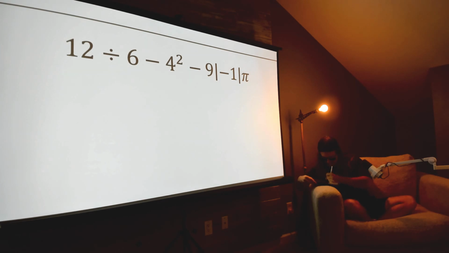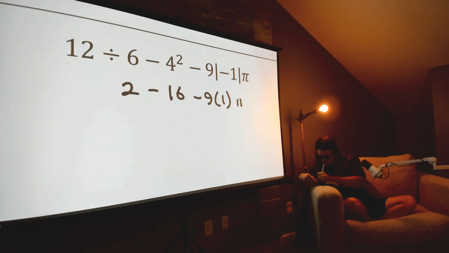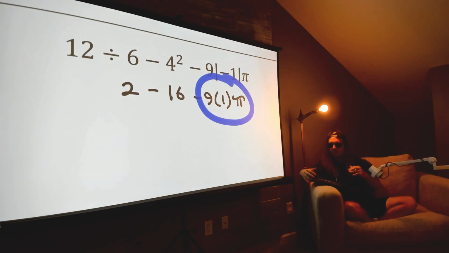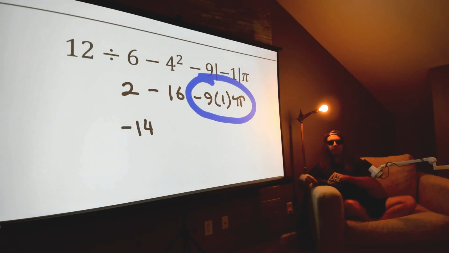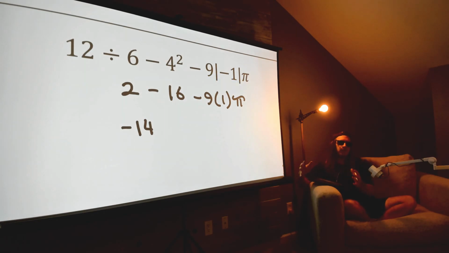12 divided by 6 is 2. 4 squared is 16, and the absolute value of -1 is +1. 2 minus 16, all we have left is to subtract. I know there's multiplication over here, but I'll show you what it is. 2 minus 16, that's -14. And this whole -9, 1 pi, well, multiplying by 1 doesn't change anything. So that's just going to be -9 pi.